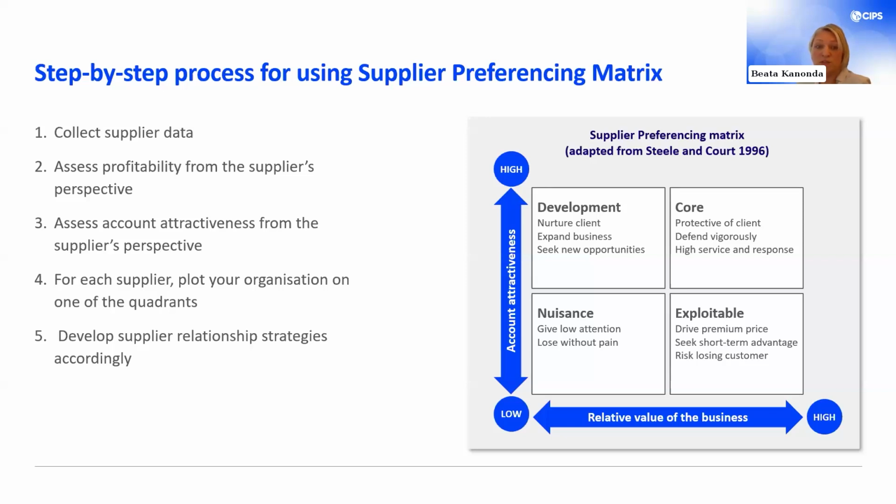Which suppliers do you need to invest in strengthening the relationships with? Who do you need to collaborate closer with? Who to set up innovation workshops with? And which suppliers to lose and replace? As with any process, you need to repeat it periodically to make sure that you still have the correct understanding of the supplier's view of your organization.